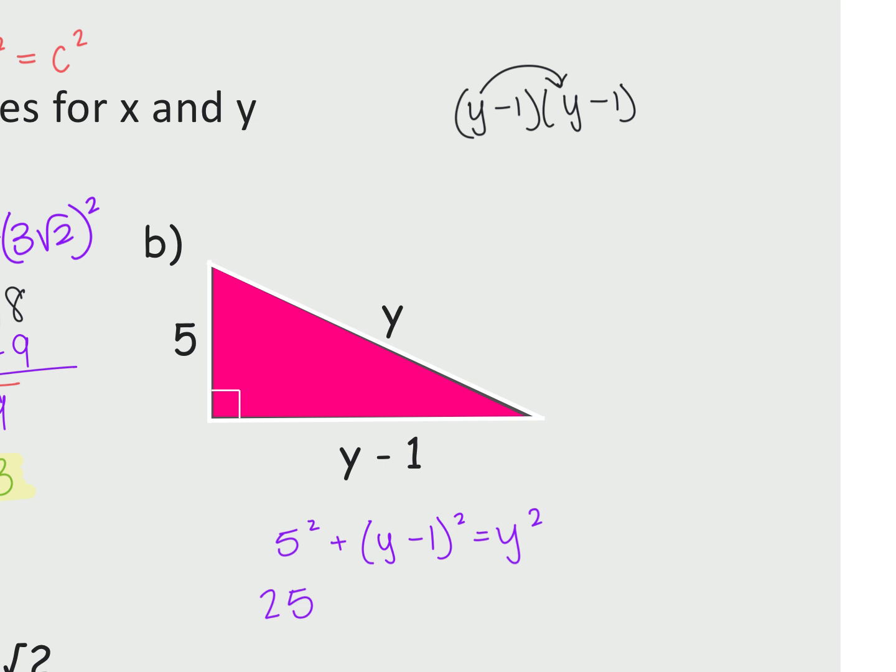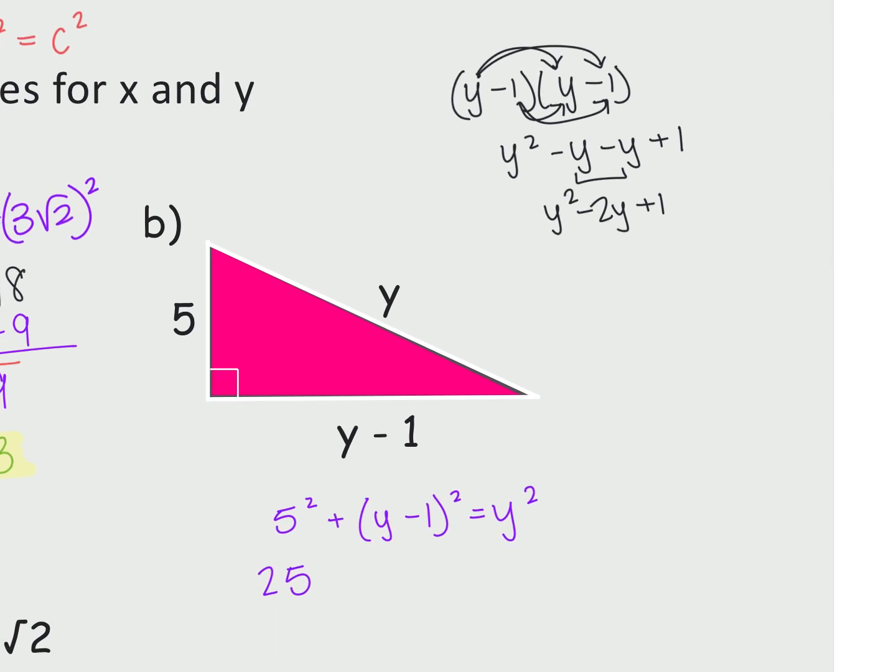And y times y is y squared. Y times negative 1 is negative y. Negative 1 times y is negative y. Negative 1 times negative 1 is positive 1. This changes to negative 2y, and then bring everything else down. So, writing what I have, 25 plus y squared minus 2y plus 1 equals y squared. And I'm solving for y.